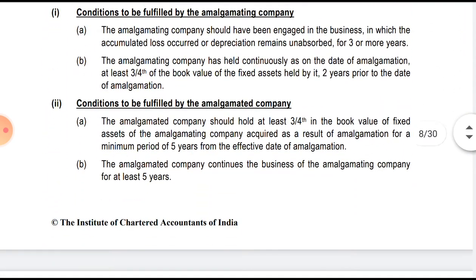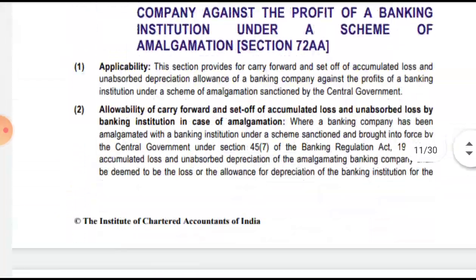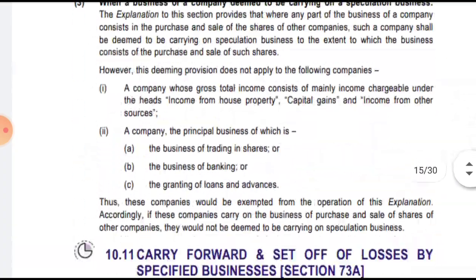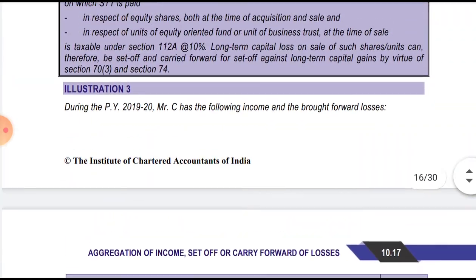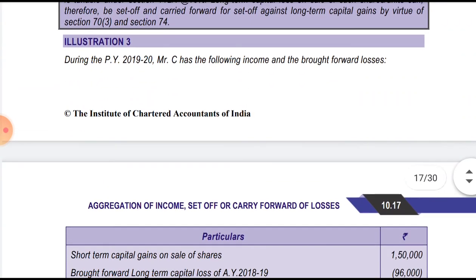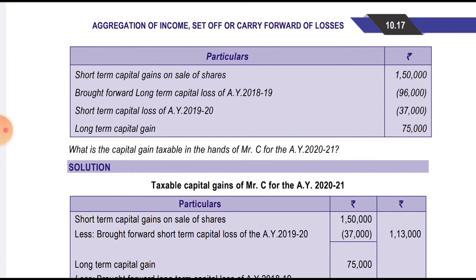Perfect. We're done with illustration 2. Illustration number 3: during the previous year 1920, Mr. C has the following income and brought forward losses. Short-term capital gain on the sale of shares. Brought forward loss: brought forward long-term capital loss.